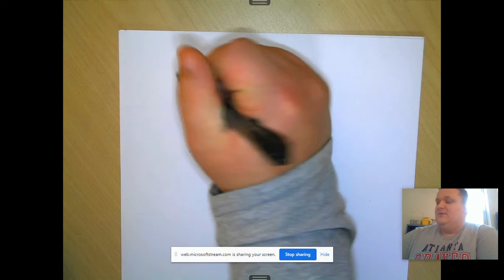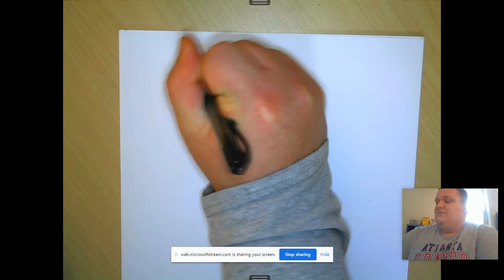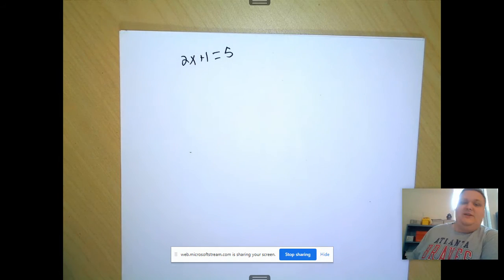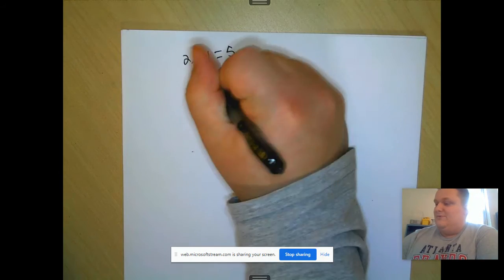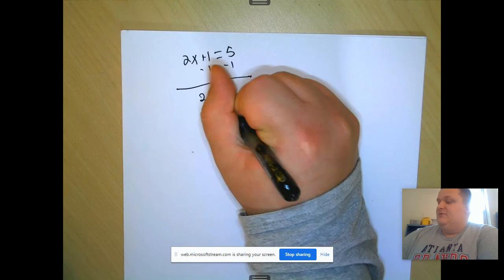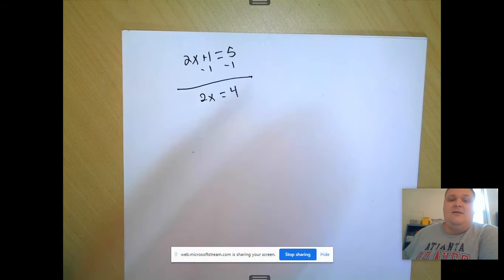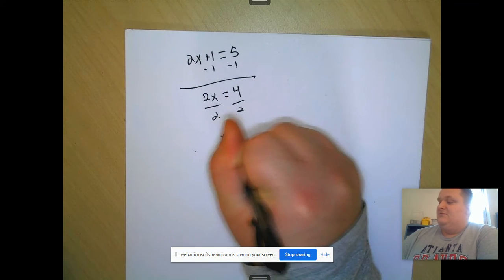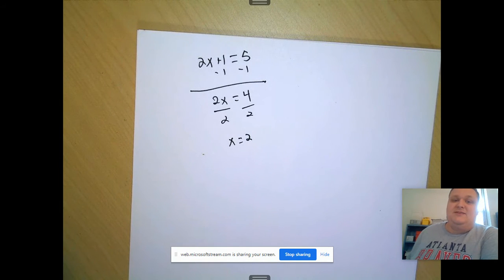We went over this briefly in class, but you remember a two-step equation is something like this. 2x plus 1 equals 5. So, you can subtract 1 on both sides. You get 2x equals 5 minus 1, which is 4. And then you would divide by 2, and you get x equals 2. That is a two-step equation.